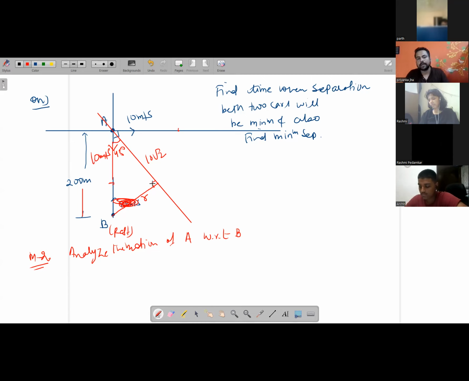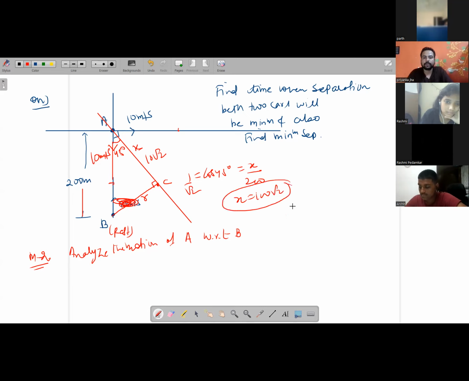Correct? So you have to find how much time A will take to come over here, till here. So see, this is 200. Just take cos component or apply the cos 45, suppose this is your X. So cos 45 is base upon hypotenuse. So this is 1/√2. So X is 100√2. Simple. So this is 100√2. And from here you can apply sine 45 is R upon 200. So R is again 100√2. This is the minimum separation.